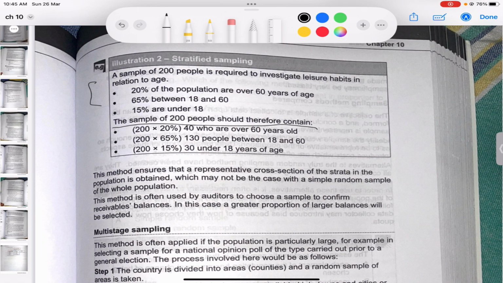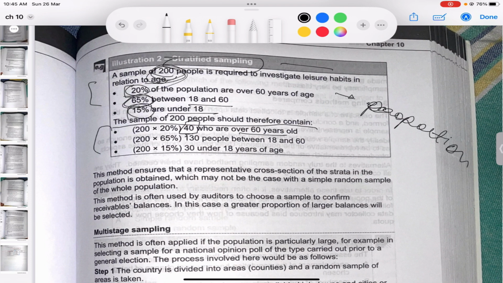So it's always going to be based on the layer. You need to have an equal proportion. In stratified sampling, the main aim is that you need to have a proportion of each layer. So you see that you have 20% of the population, right? Out of 200, 20% is going to be people who are over 60, and out of 200, 65% are the people between 18 and 60, and again out of 200, the last 15% is going to be under 18. That is what is stratified sampling.